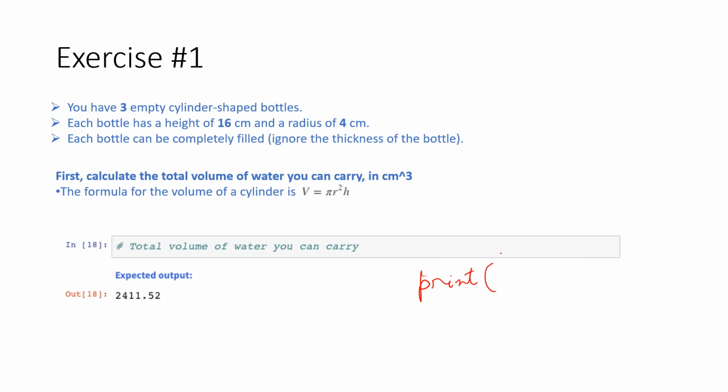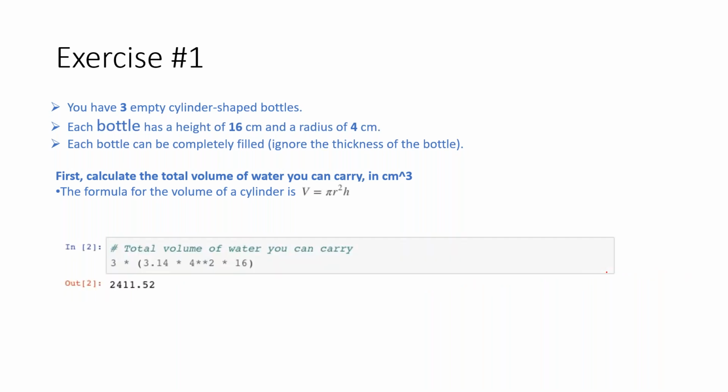Okay, what we are really doing, 3 bottles. So 3 star pi r square h, pi is 3.14, pi star r square, 4 star 2 star h is 16. So like that you can get it. You can do this if you are typing and seeing for yourself.